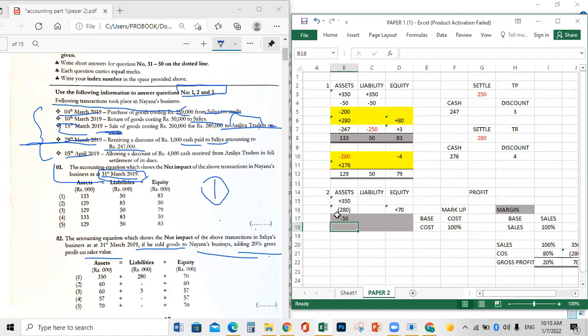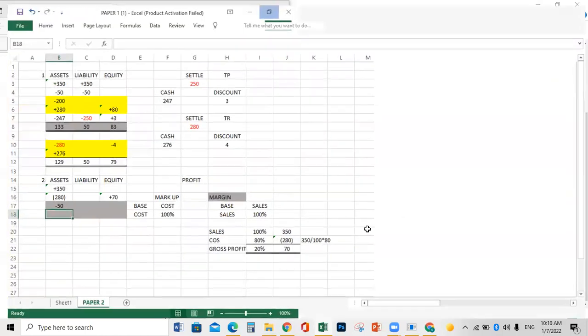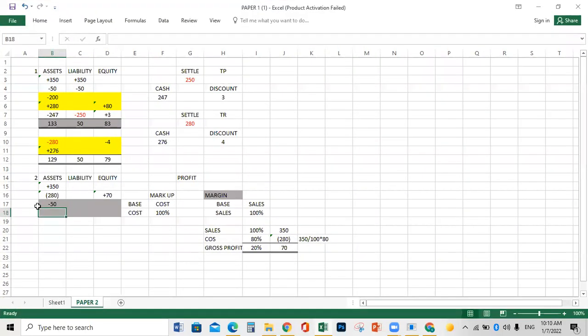Increases. Your inventory increases because, guys, when you are having a return inwards, that means Nayana is coming and giving the goods back. Because of that, your inventory increases. But be careful, this is the selling price. 50,000 is the selling price.